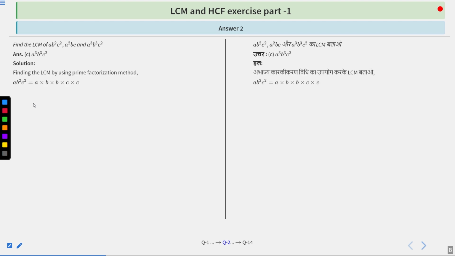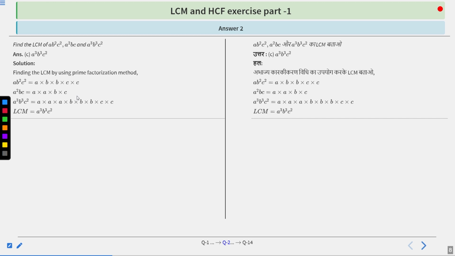Now, here all the terms are in variables. So LCM of variables can also be found out, but with the help of prime factorization method. First term, that is A, B square, C square, can be written as A into B into B, and C square can be written as C into C. Next was A square BC. So it can be written as A into A, B into C. And the last one was A cube, B cube and C square. That can be written as A into A into A, B into B into B, and C into C.